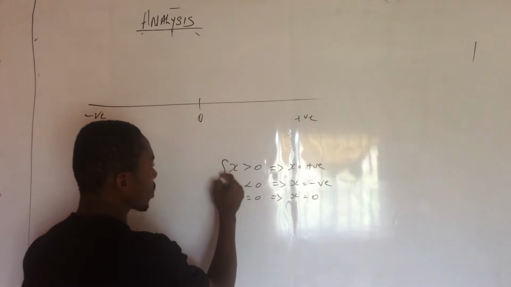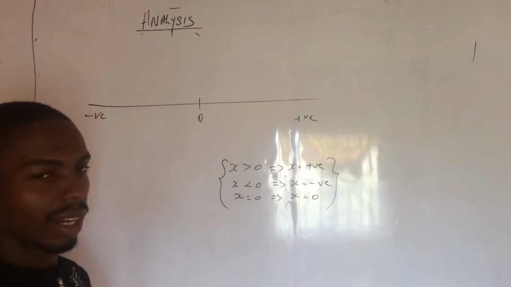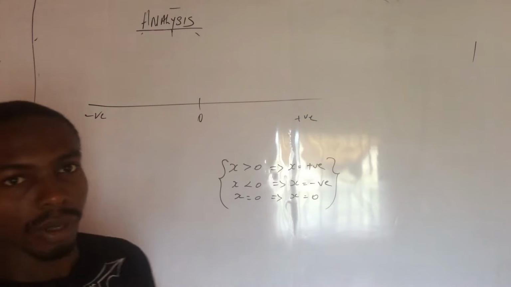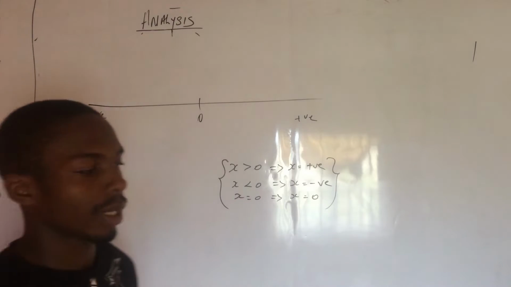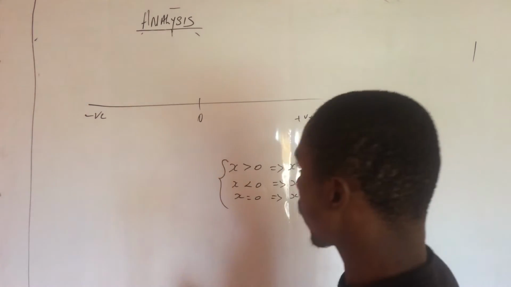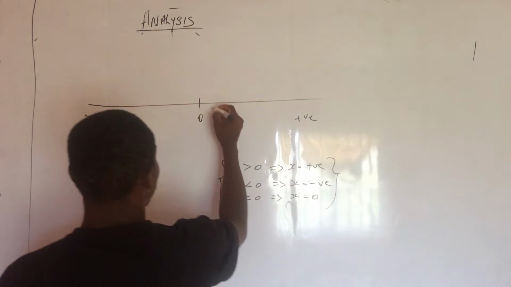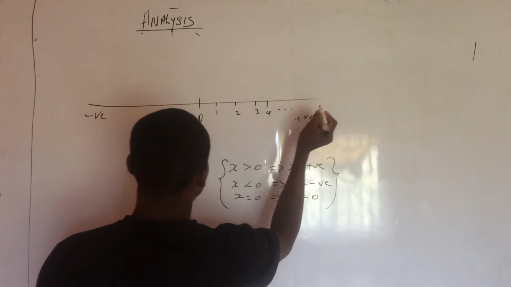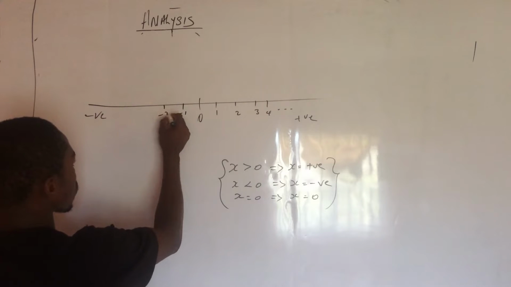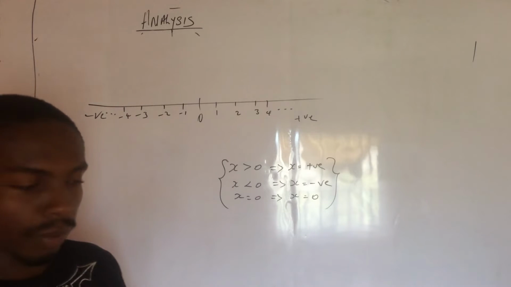Now I want you to look at these three things. You see them on the board, and you don't know that this is what I'm going to be doing today. So now, let's pick any two numbers from this real line. Let's say you pick 1 here, you have 2, here is 3, here is 4, down till infinity. Here is -1, here is -2, here is -3, here is -4, down to infinity.